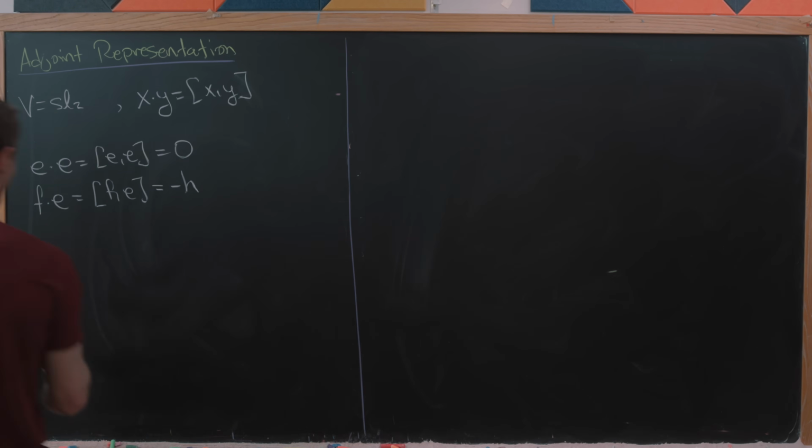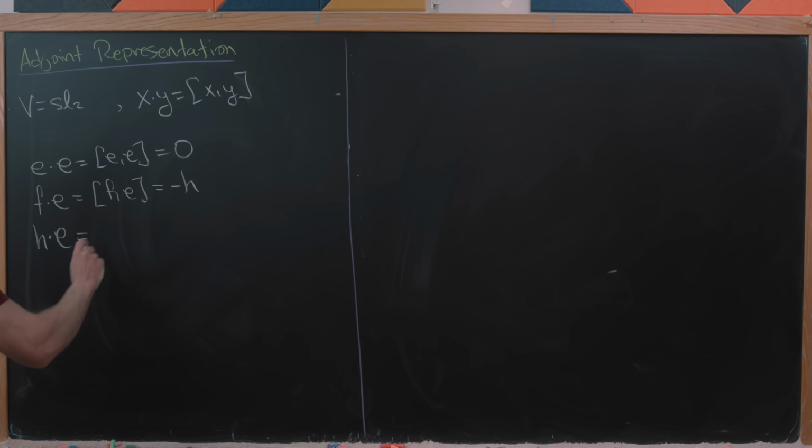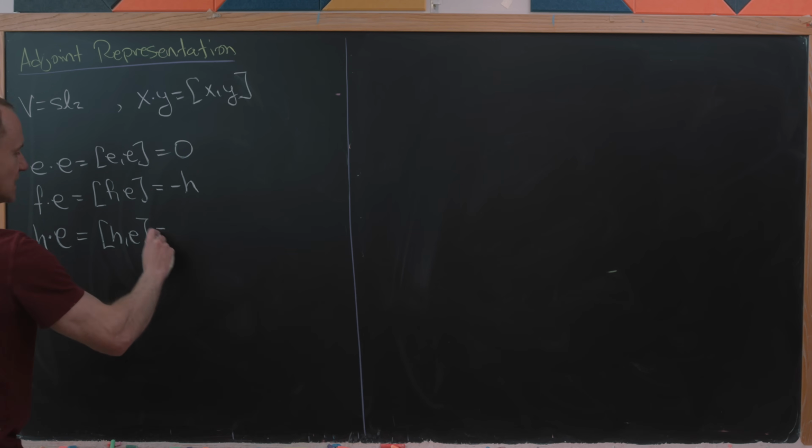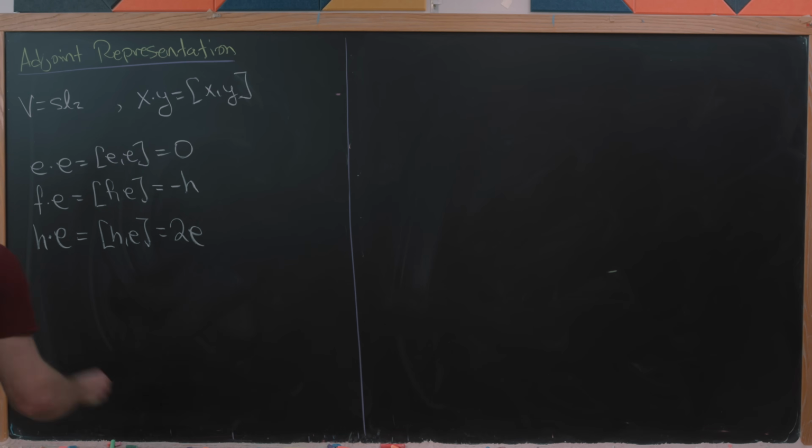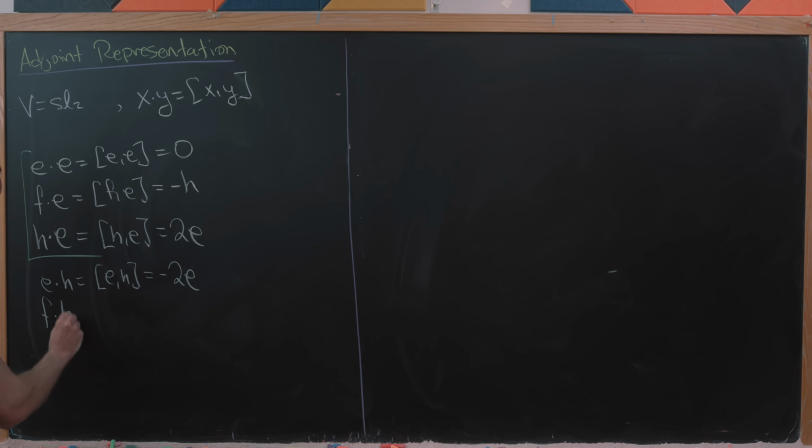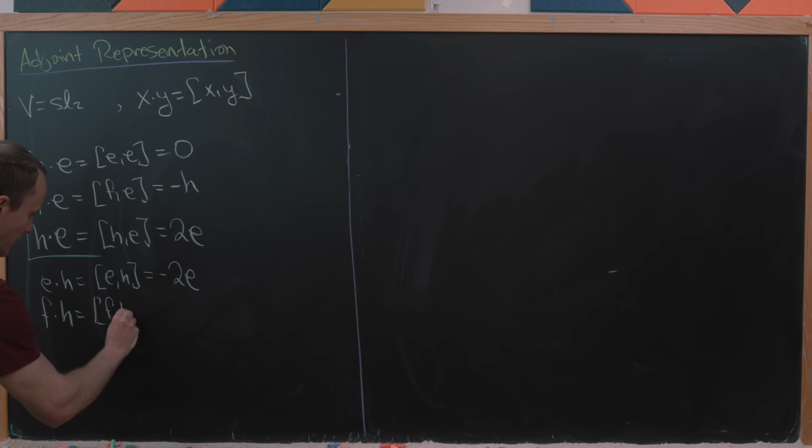Okay, so now let's look at H dot E, and notice that that will give us the bracket of H with E, which was 2E. We saw that before. So now let's move on to perhaps acting on H. So we'll need E dot H. So notice that's going to be the bracket of E with H, but that's going to be equal to minus 2 times E, using essentially the one right above and then that symmetry. Now we'll do, what's next? F dot H. So that's going to be the bracket of F with H. That's going to give us 2F.